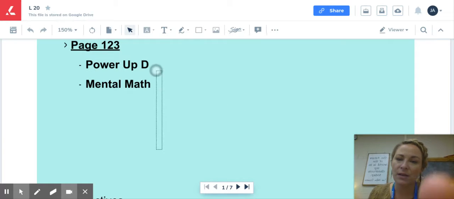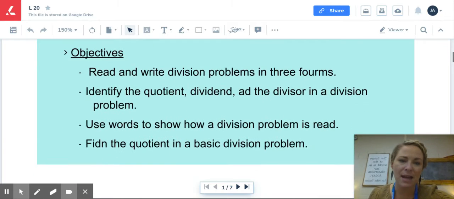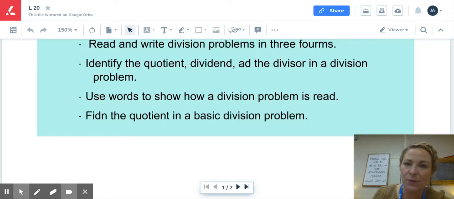As I was looking through this earlier, I noticed there's a typo here. One of your objectives for today is to read and write division problems in 3 forms, not forums. Identify the quotient, dividend, and divisor in a division problem. That's super important. Use words to show how a division problem is read. That's super important because it really shows that you understand which one is read first, because it does matter. And then, oh, there's another spelling error. Last but not least, find the quotient in a basic division problem, with the quotient, of course, being your answer to a division problem.